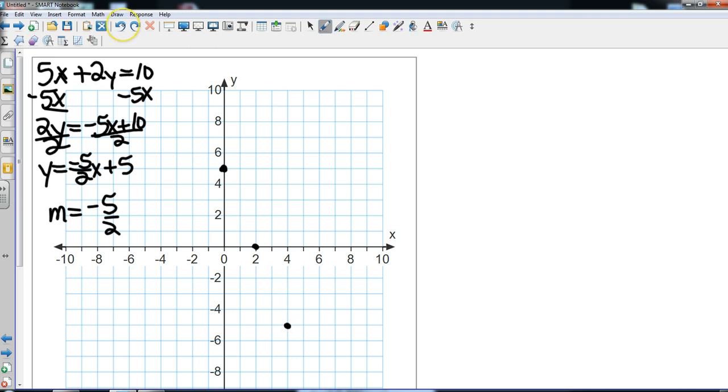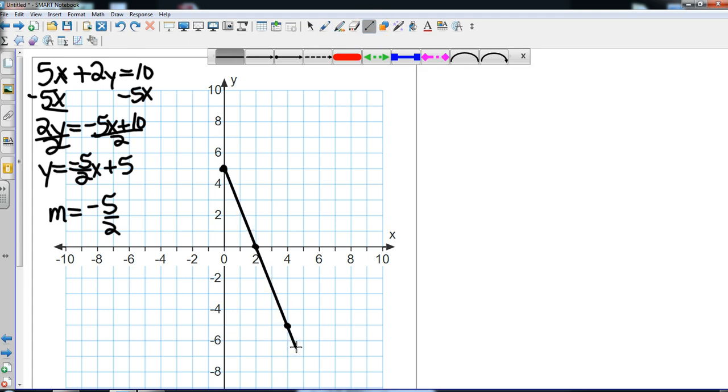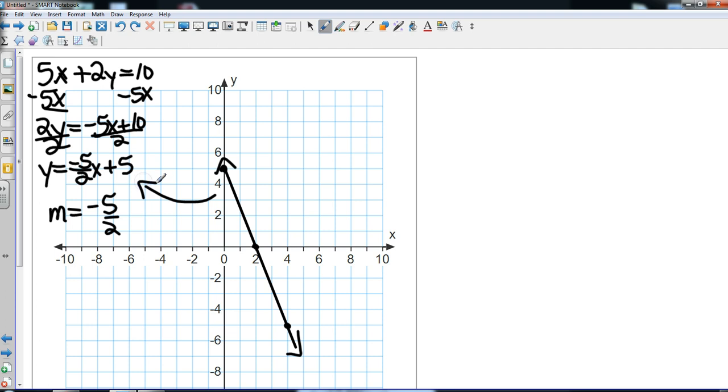Whoa, yikes. Where's my line? Okay. For sake of time, since your work is going to be right there, we won't worry about labeling them tomorrow on the test. Just get your graphs there and keep going.